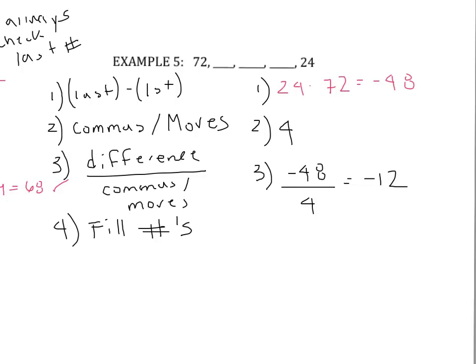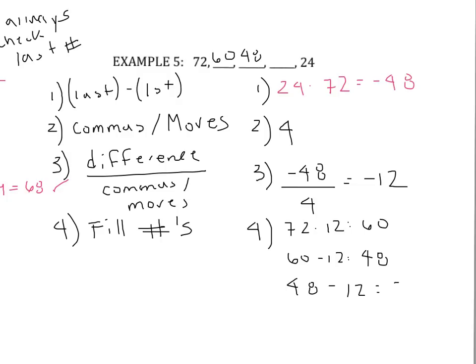So I'm going to start with my first number. I'm going to say, okay, 72 minus 12, that gives me 60. So my second term is 60. 60 minus 12, that gives me 48. So my third term is 48. 48 minus 12 gives me 36. So my fourth term is 36.